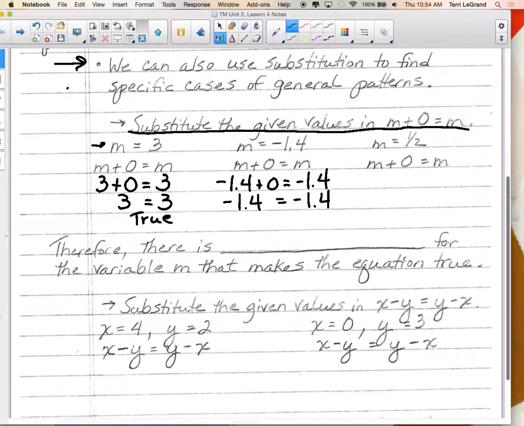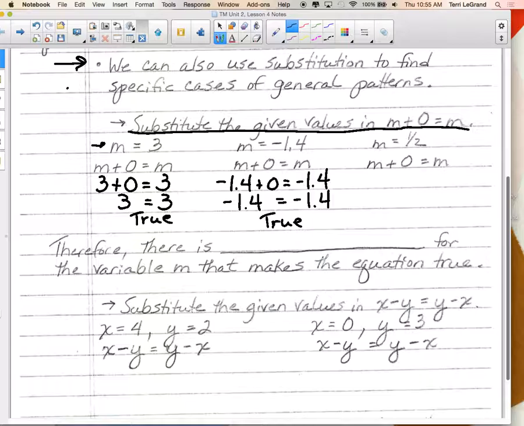Negative 1 4/10 is equal to negative 1 4/10. True or false? True. They are the same value. So now how many values do we have for m that make this equation true? How many do we have so far? 2. Yeah, we got 3 and negative 1 4/10. We tried a positive, we tried a negative.